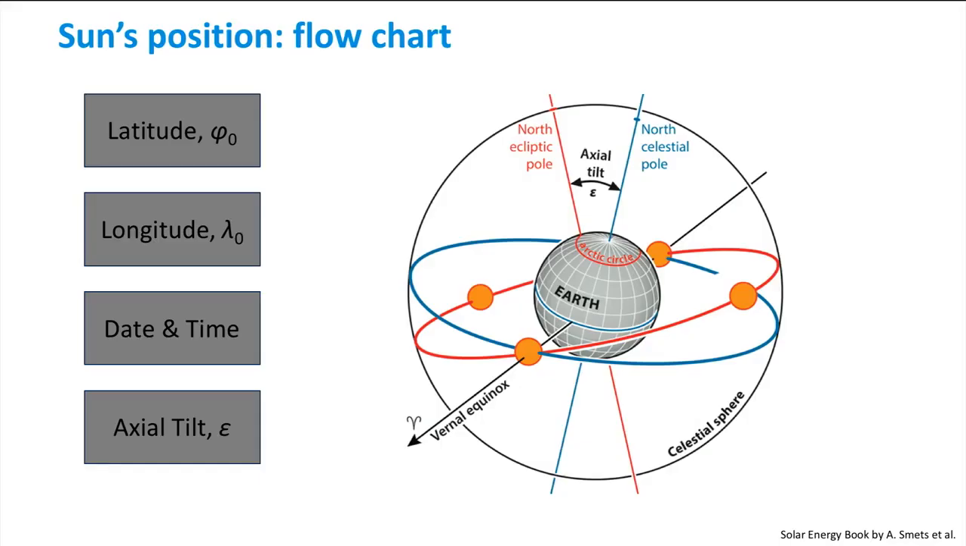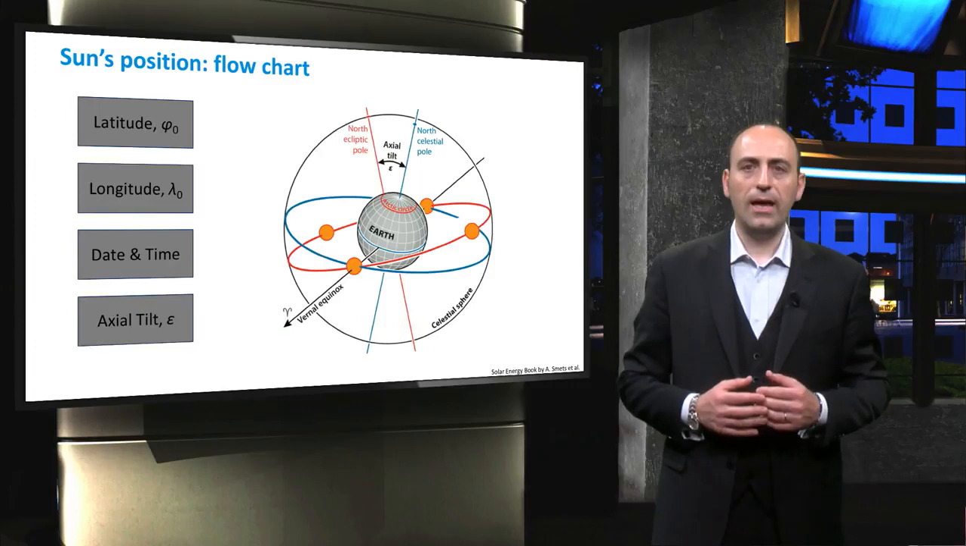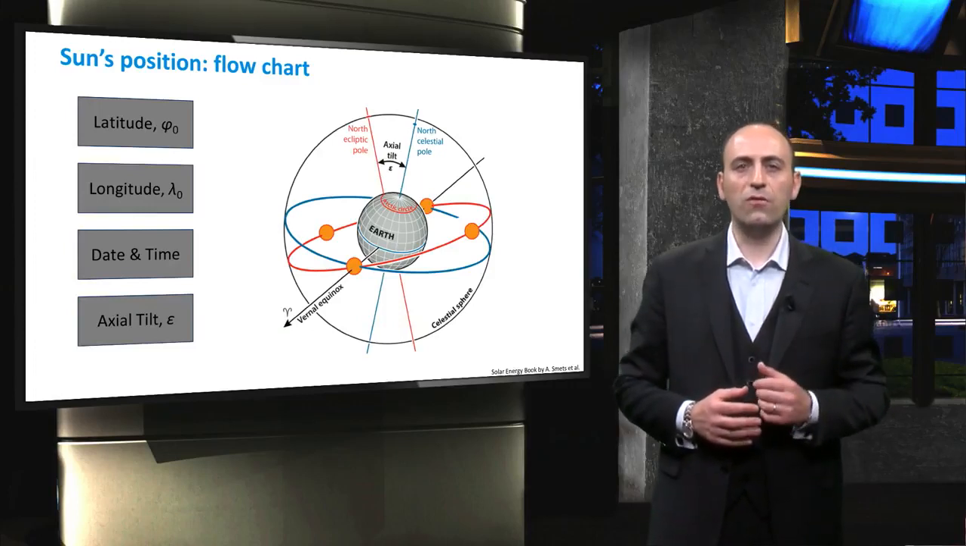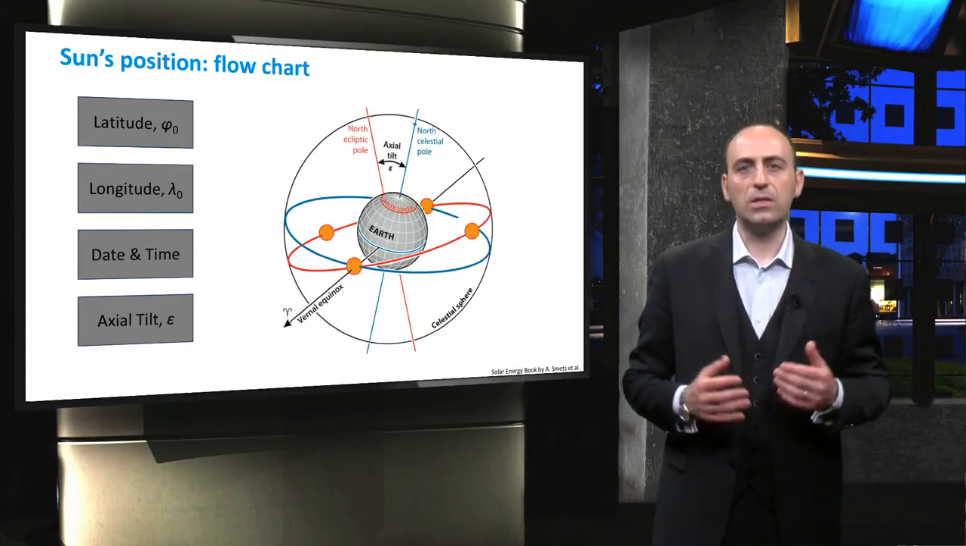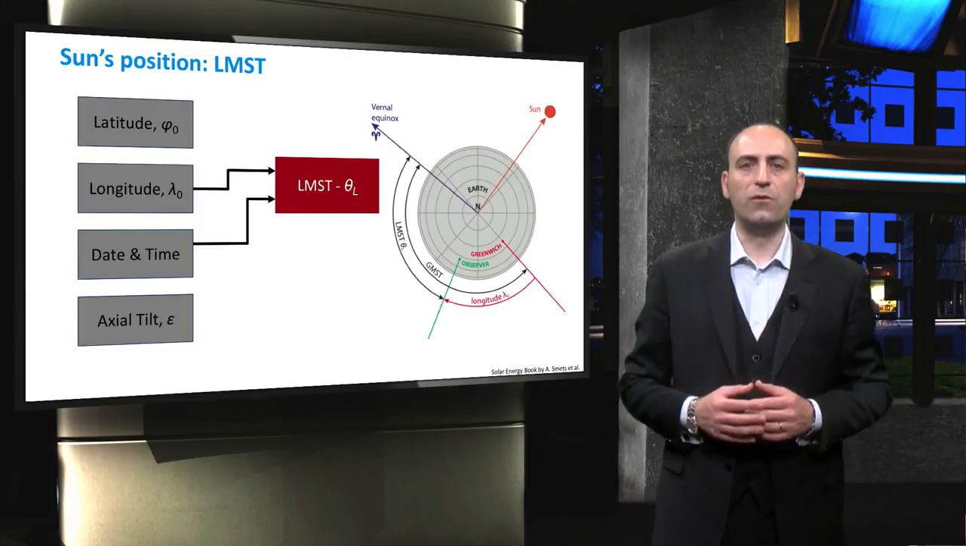Finally, the last input parameter that we need to know is the axial tilt, epsilon, which is the angle between the north ecliptic pole and the north celestial pole. This angle is not constant, as it has cyclic oscillations between 22.1 and 24.5 degrees, and it is a function of the date. The first operation to perform is obtaining the local mean sidereal time, shortened to LMST and represented with theta L.